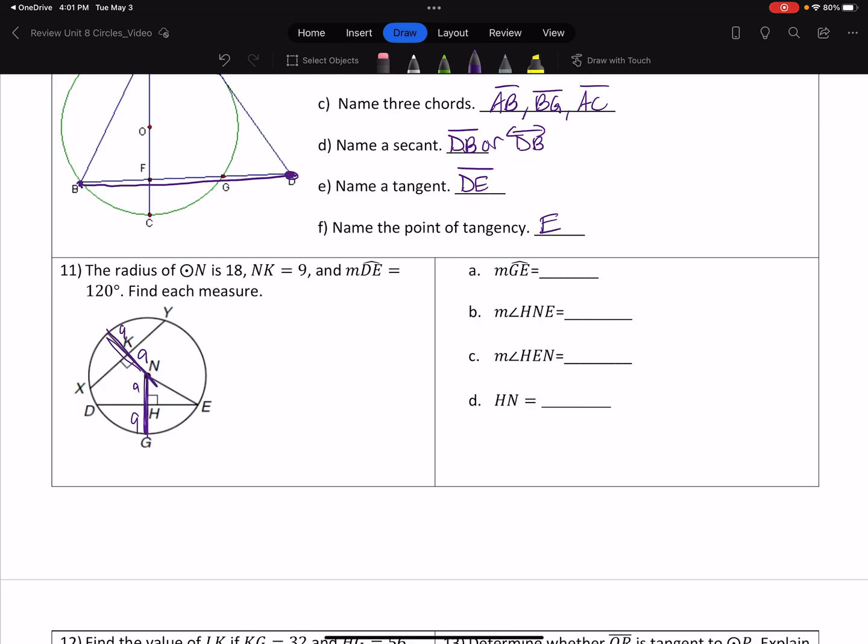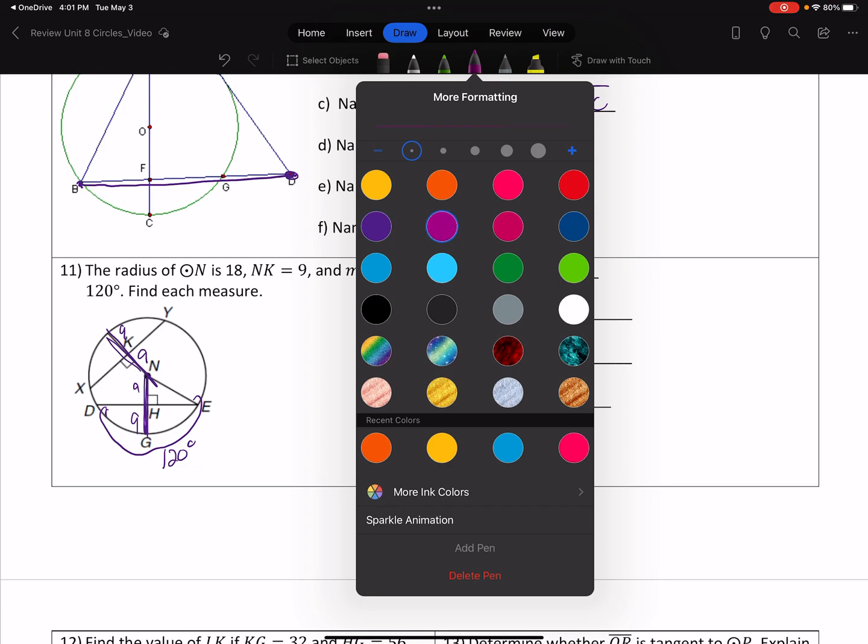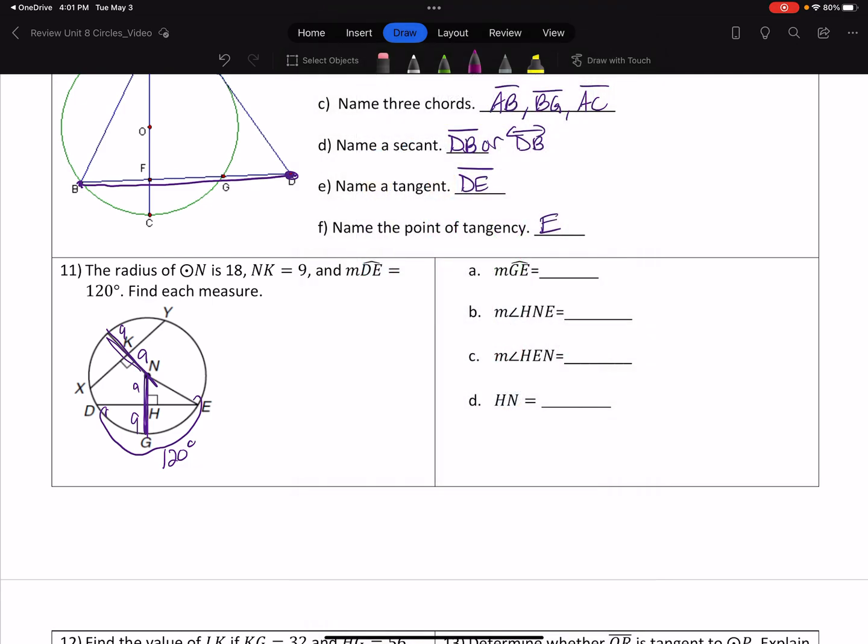The measure of DE, this whole arc, is 120. It says find the measure of GE. So a radius perpendicular to an arc bisects the chord, but it also bisects the arc, so this would have to be 60 degrees. HNE, the measure of this angle, well, if this is 60, the angle is also 60.